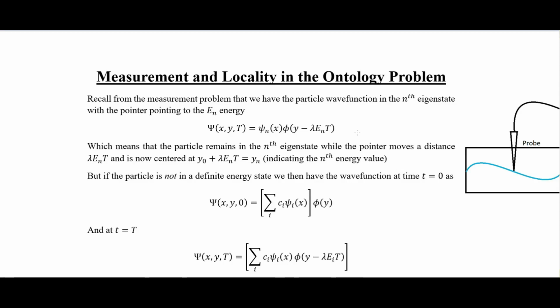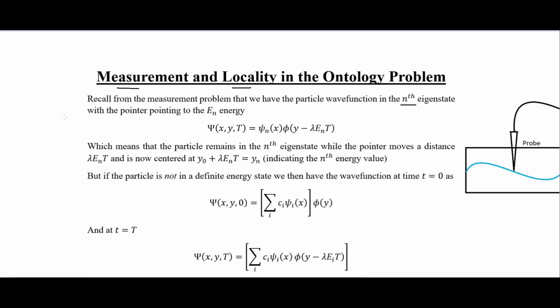In this video, I'm going to continue discussing the ontology problem, and in particular how it relates to the measurement and locality problems. So we'll start first talking about the measurement problem. Recall that in the measurement problem, we have the particle wave function in the nth eigenstate. In this one, we'll be talking about the energy eigenstate.